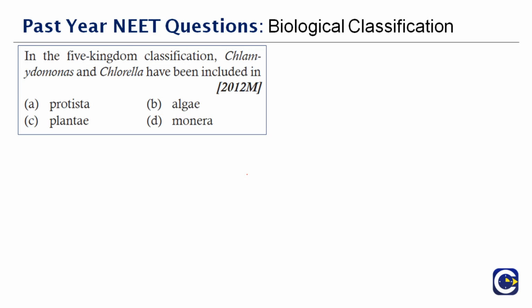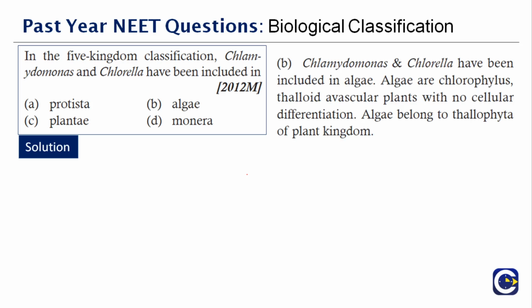Next question here. In the 5 kingdom classification, Chlamydomonas and Chlorella have been included in dash. Easy question for you to answer. Chlamydomonas and Chlorella are algae, right? They have been included in algae. Algae are chlorophyllous, thalloid, avascular plants with no cellular differentiation, and they belong to the thallophytes in the plant kingdom. Therefore, the correct answer to this question is option B. And algae are predominantly autotrophic, where they don't depend on any other source for their food.